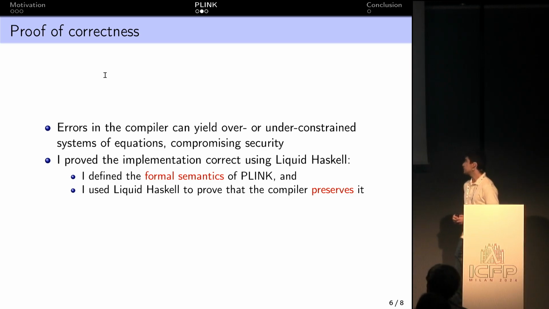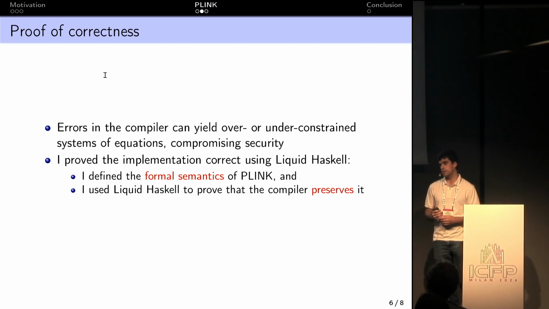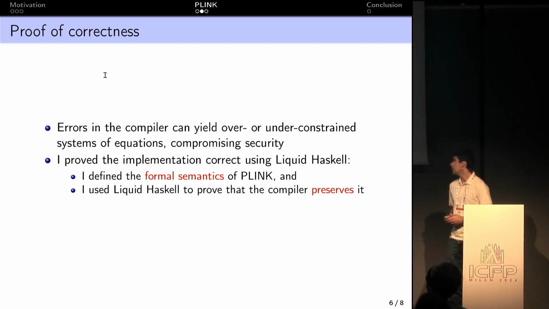And one particular property that I was very interested in is proving the correctness of this compiler function. And this is because any system of equations that is either over or under constrained can compromise the security of the underlying protocol. In particular, a system of equations that is missing some equations can allow a malicious user to give a convincing proof of a false statement. So, of course, this is a very big issue.